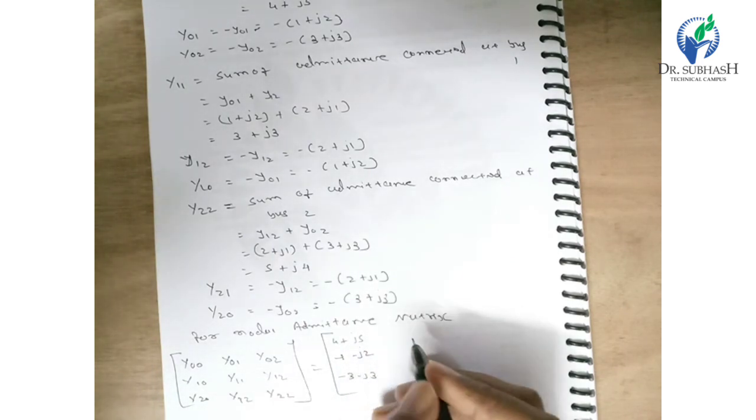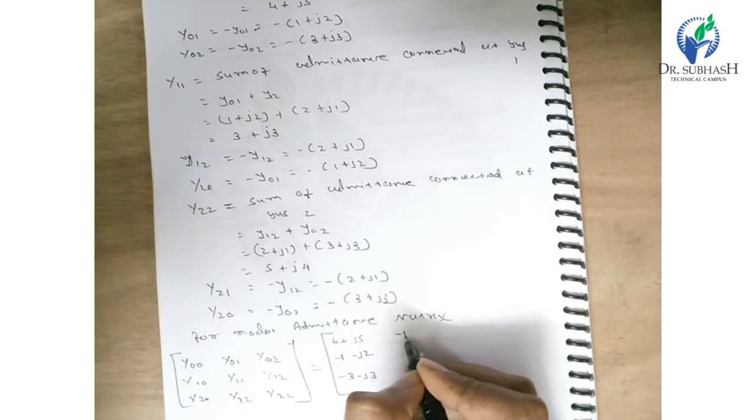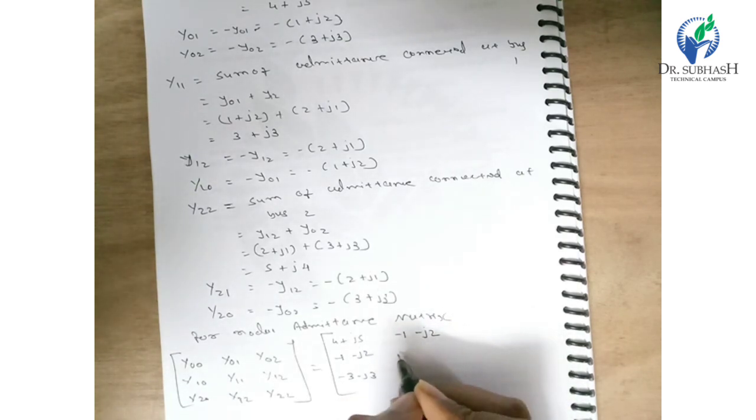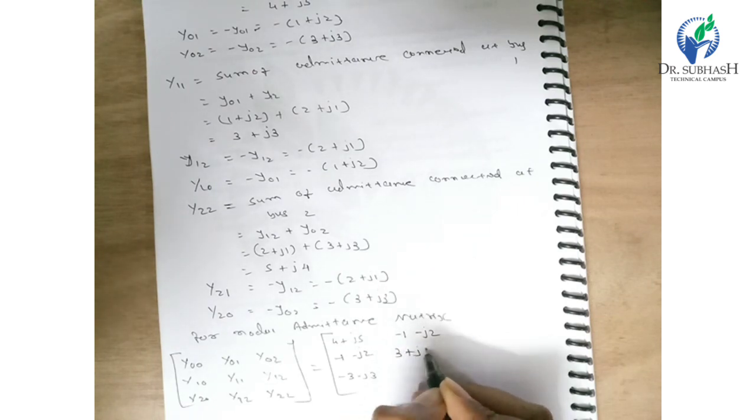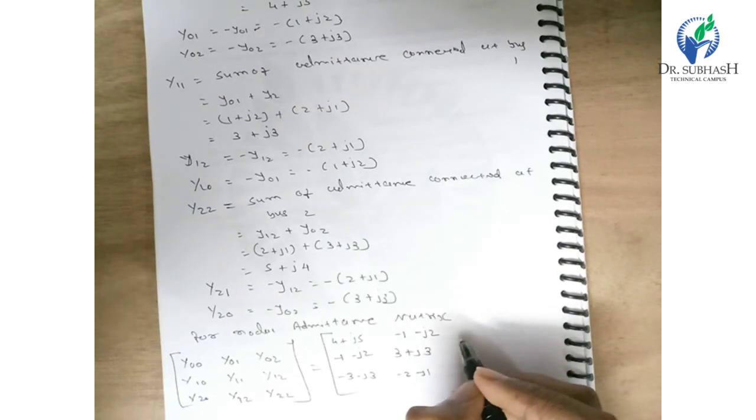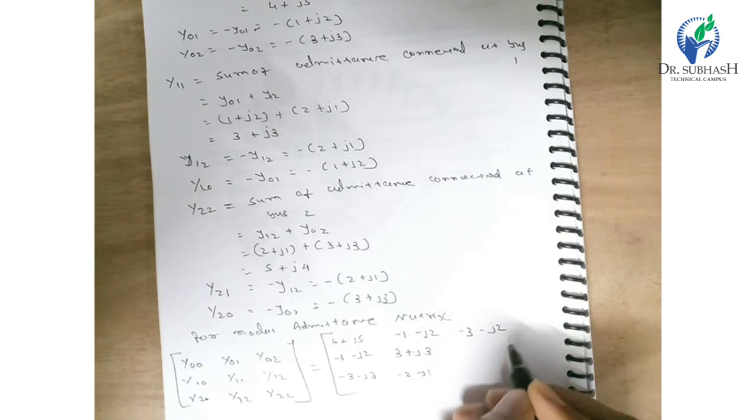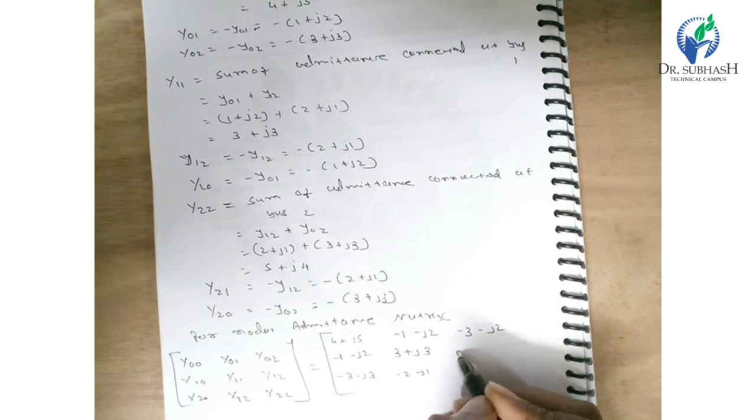The second column: the value will be minus 1 plus j2. The next value is 3 plus j3, and the last value of this column is minus 2 minus j1. Now for the third column, the value is minus 3 plus j3, the next value is minus 2 minus j1, and then 5 plus j4. This is the nodal admittance matrix of this example.